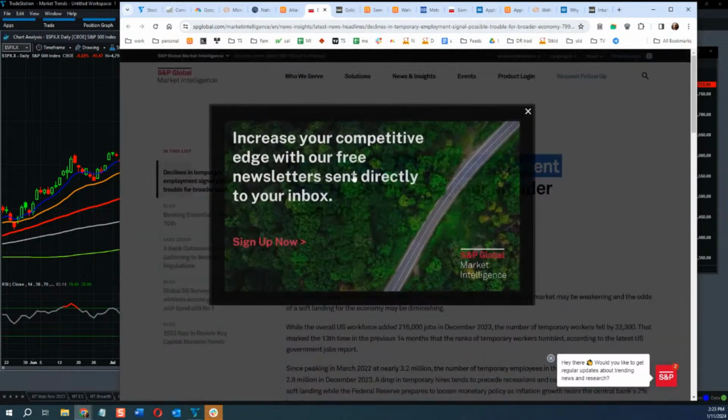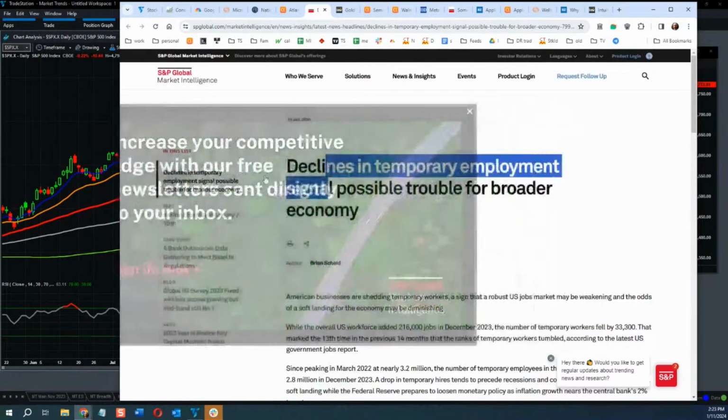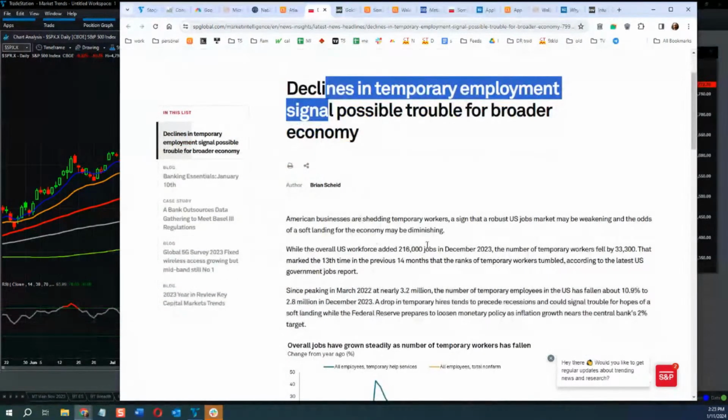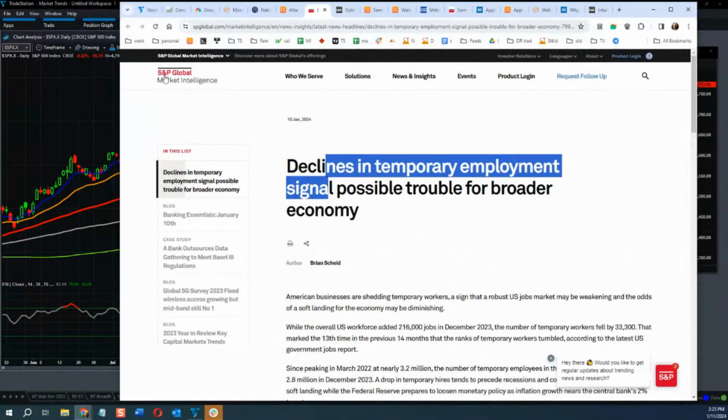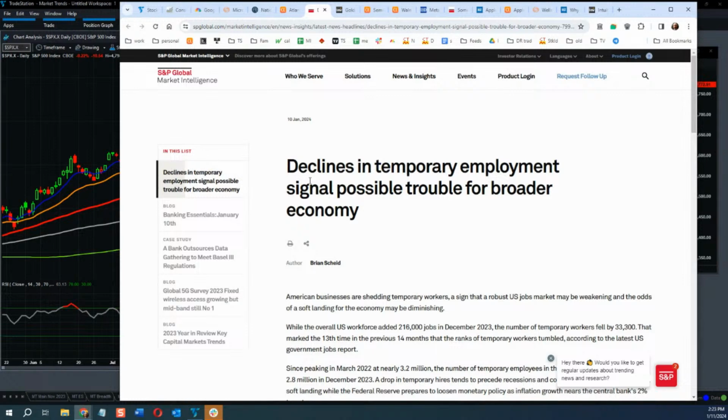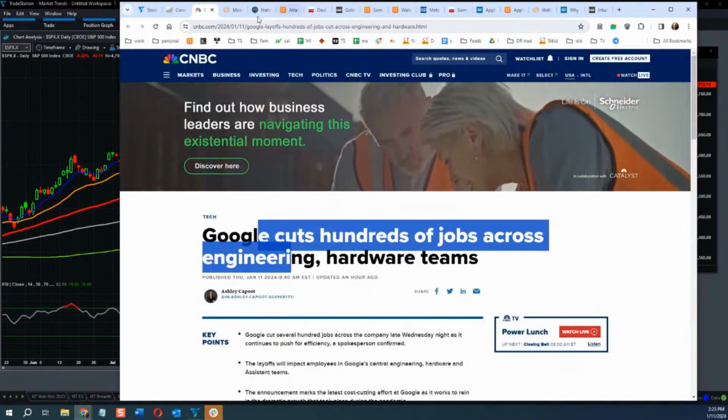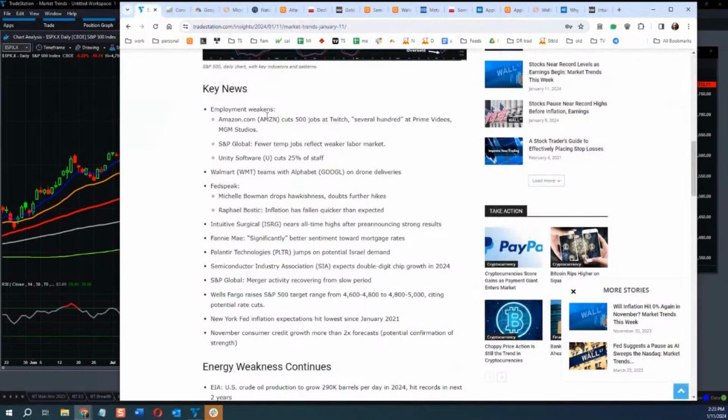And we didn't have things like this from people. This is an interesting article, this blog on S&P Market Intelligence. Sometimes they have some interesting trend things about the economy, and this was one of them. And then we see these different things: the job cuts at Google, the job cuts at Amazon, at Twitch and Prime Video. Unity Software completely slashed their workforce. So these things also point in that direction.